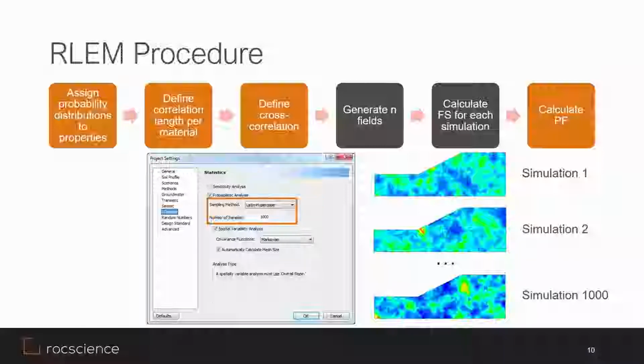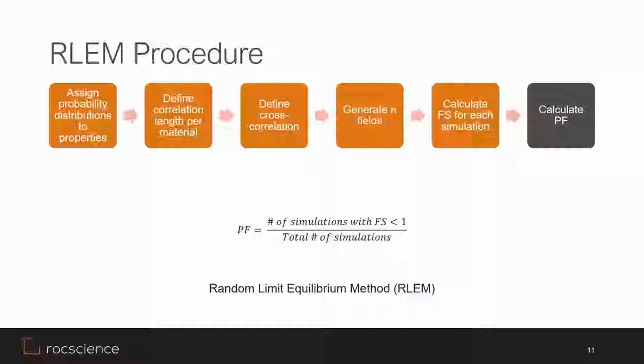When we talk about limit equilibrium method, people think about circular limit equilibrium method, but the most accurate factor of safety is the one that comes from non-circular limit equilibrium method with optimization. And at the end, we calculate probability of failure as the number of simulations with factor of safety of less than 1 divided by the total number of simulations. And again, this method is called random limit equilibrium method, or RLEM.